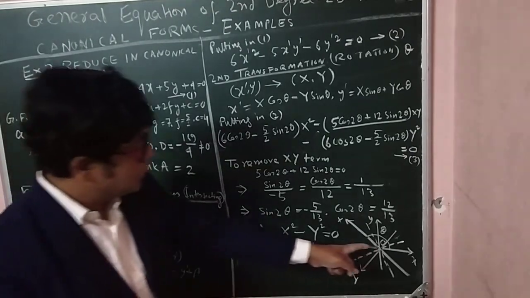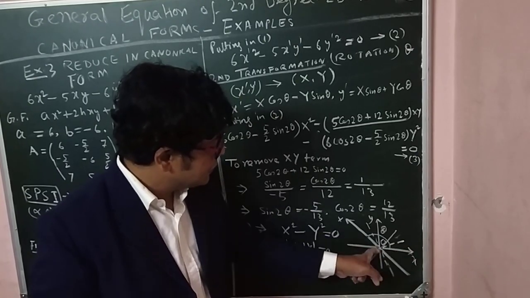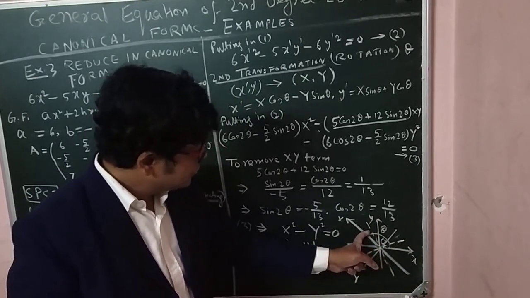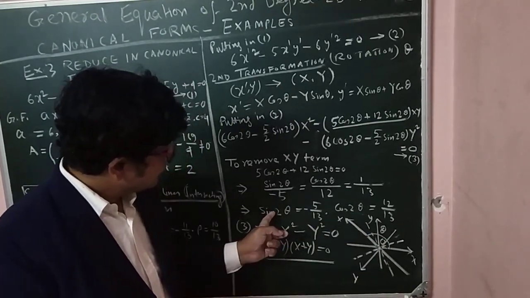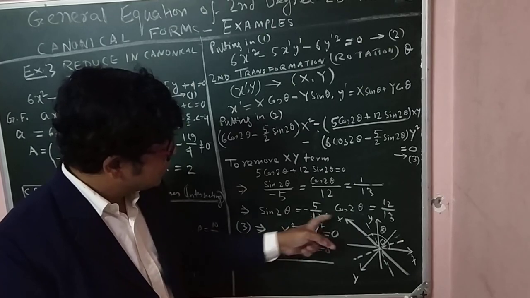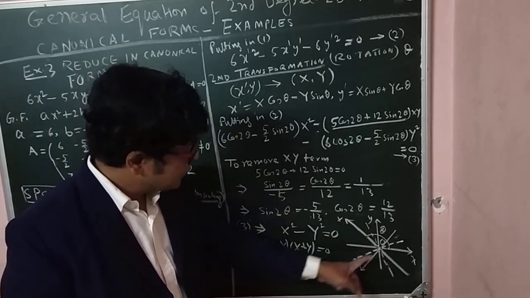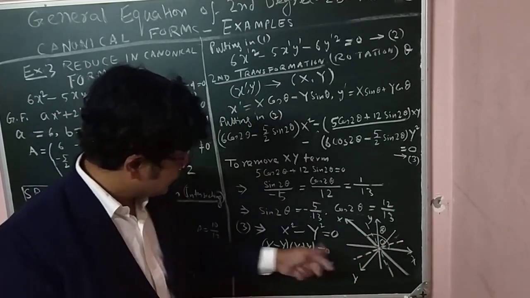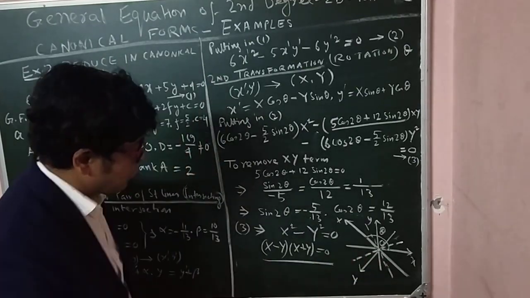If we want to give the geometry of the problem, this is the old x axis, this is the old y axis. We rotate through an angle theta such that sin 2 theta equals this and cos 2 theta equals this. So we obtain the new capital X axis, this is the new capital Y axis, and the two straight lines are like this: capital X equal to Y and capital X equal to minus Y.